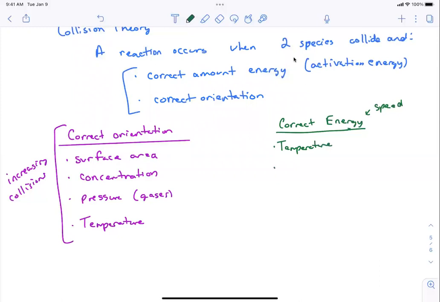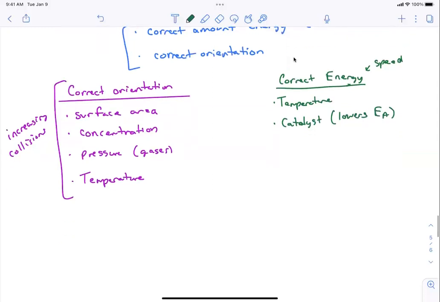And a catalyst, which lowers the activation energy. So a catalyst doesn't speed up the particles, it lowers the requirement for those particles to react. So everything can be explained with either orientation or successful collisions or amount of energy. Yes, Alexandra.